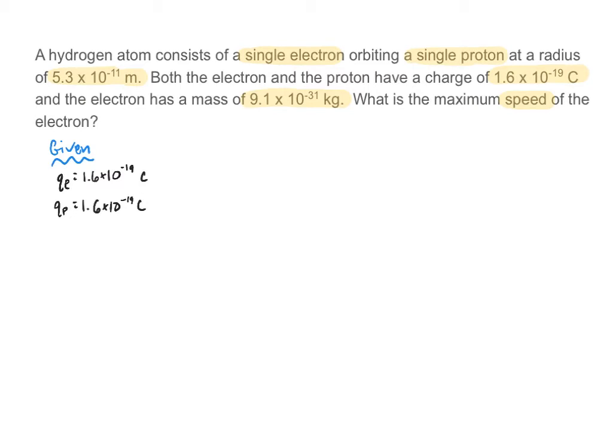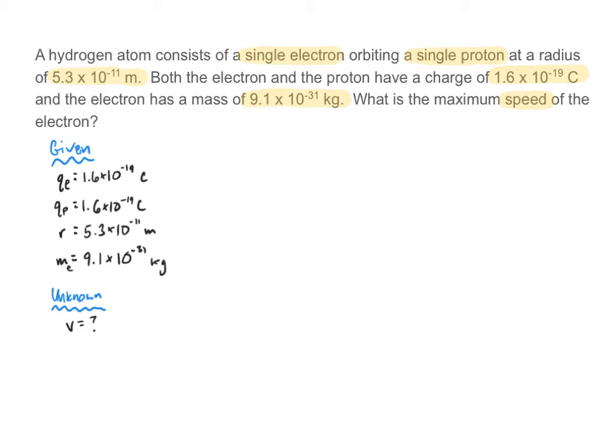So again, we've got our charges. We know that the distance between our charges is 5.3 times 10 to the negative 11th meters. And we know that the mass of the electron is 9.1, I'm going to call that ME, 9.1 times 10 to the negative 31st kilograms. That's all I know, and I am trying to figure out my unknown, which is going to be the maximum speed of the electron, v, or VE if we wanted to. I'm just going to leave that as V.